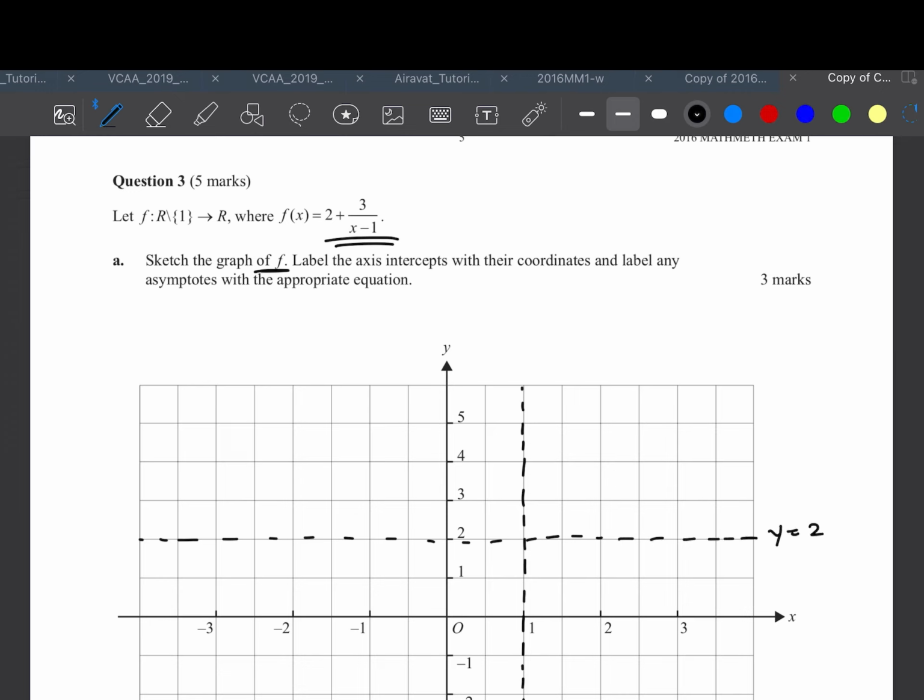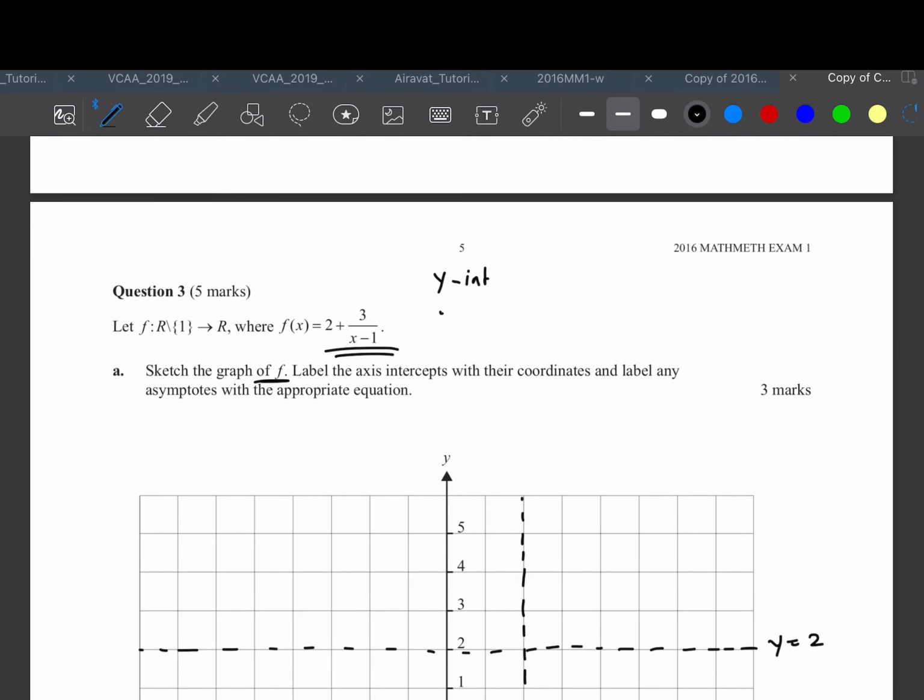Now next thing we could do to make our life easier and decide the shape of the graph is solve for the axial intercepts, of course. So let's do that now. So y-intercept is when x is 0, so f of 0 would just be 2 minus 3, which is going to be -1. So y-intercept is just going to be 0, -1.